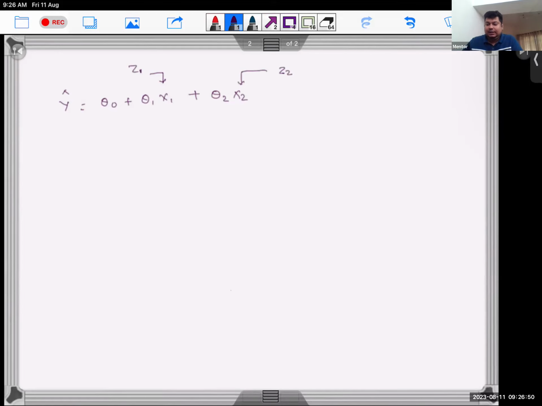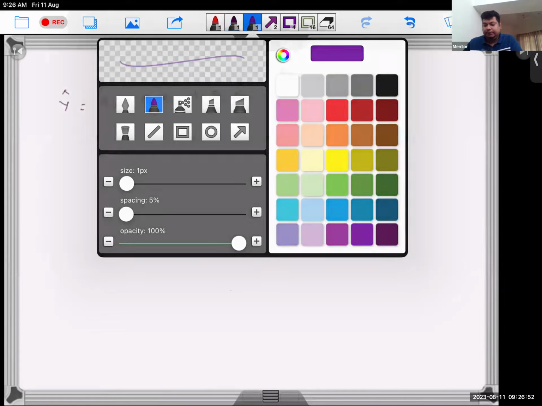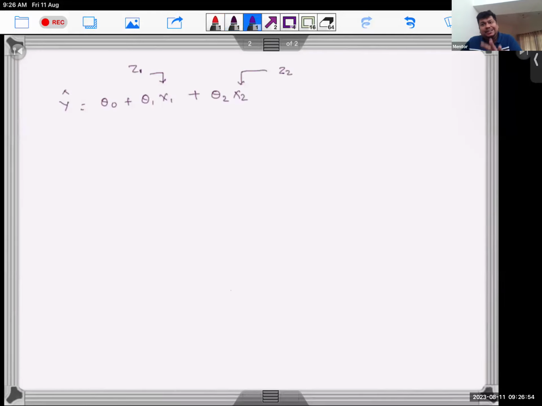Yes or no? Okay, I have a very simple question for all of you. Z1 and Z2 can be anything. Z1 and Z2 can be any value along the axis x1 and x2 respectively. Can you tell me what is the range of this function, theta naught plus theta 1 x1 plus theta 2 x2? In what range is it?